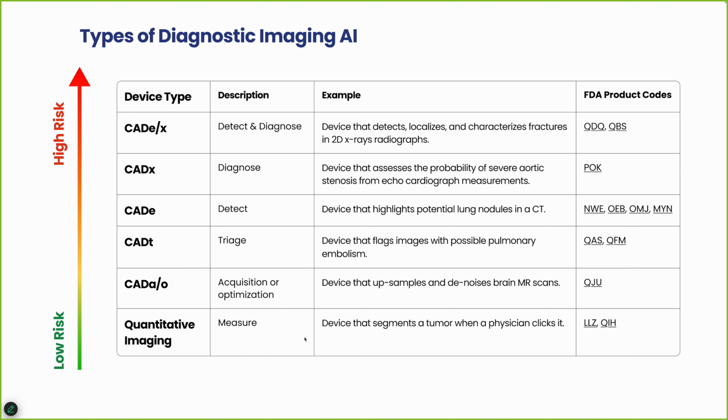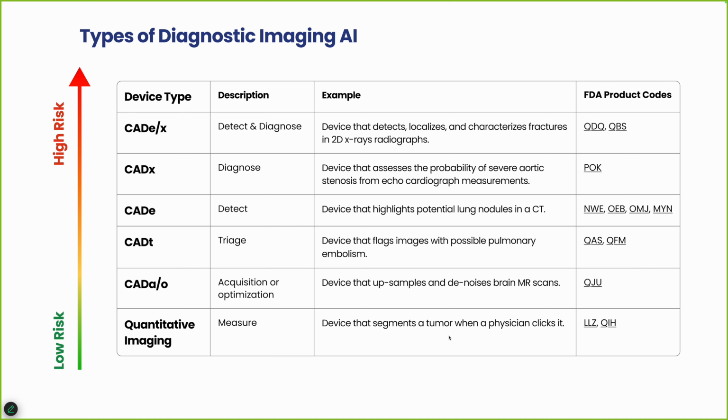On the lowest tier here, we have devices that just make measurements, or what I would call a pure quantitative imaging device. This may be because there's nothing that the AI needs to detect per se, or perhaps the clinician is actually guiding the AI by clicking a seed point and then it's taking the measurement there. These are relatively low risk because the clinician's interacting and viewing the results immediately.